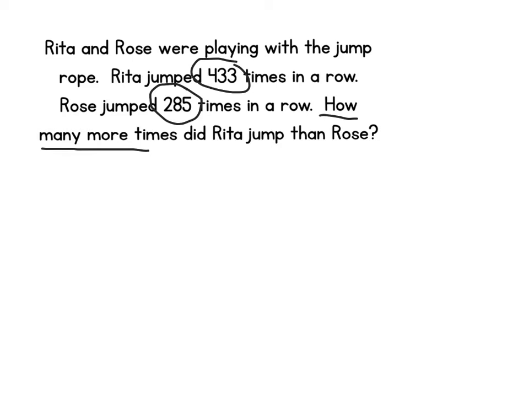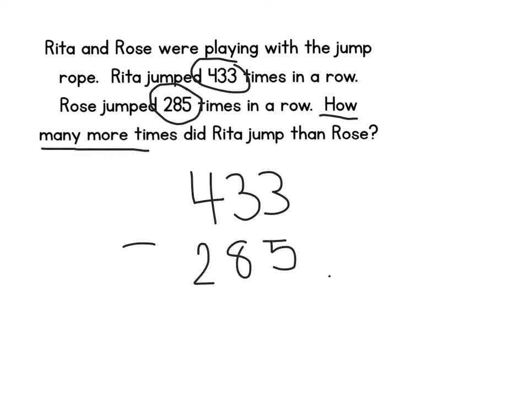So I'm going to go ahead and write my subtraction problem. Now when we do subtraction, we always need to write the bigger number on top. So when I look at 433 and 285, which is the bigger number? 433 is the bigger number. So I'm going to write that number on top, 433, minus, because we're subtracting, 285. Okay, I'm going to go ahead and draw my lines.